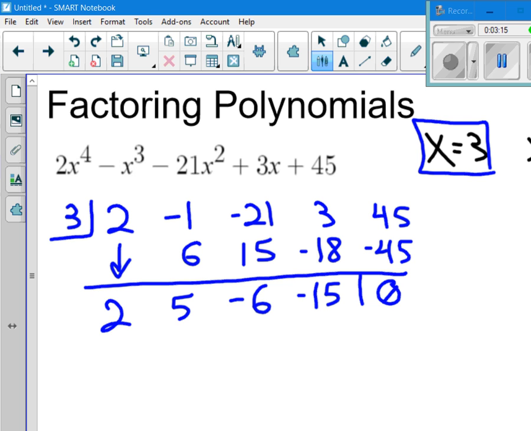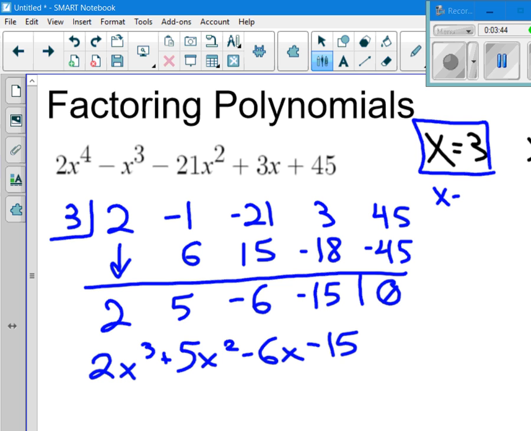If I start moving through this too fast, you can always pause the video, go back and then check your work in the calculator as well. So now I have this new graph. Now this time, and you're more than welcome to graph this if you wish, but we have this 2x cubed plus 5x squared minus 6x minus 15, and if x equals 3 is a root, that means x minus 3 is a factor. But I just want to continue on because I'm trying to get to that other number.